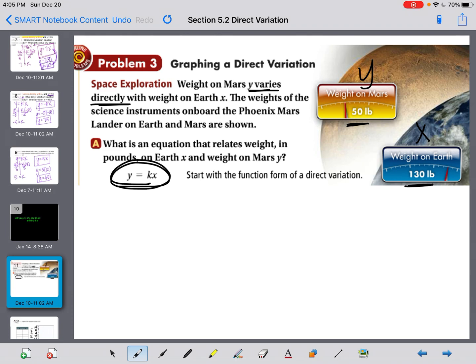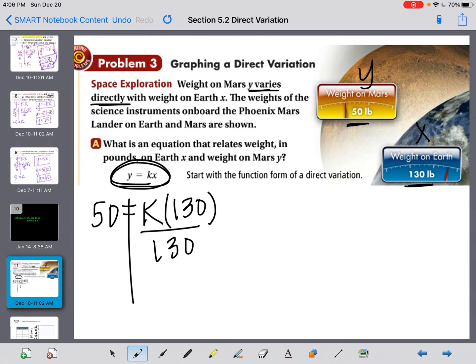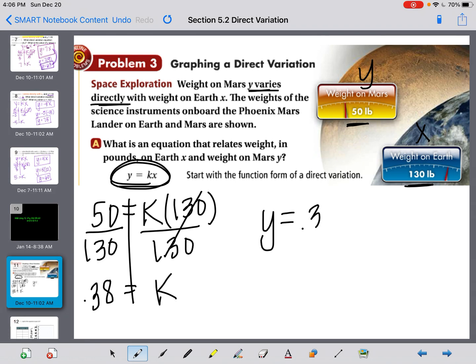We're going to plug in what we know, which is that our y is our weight on Mars, and that's 50. We don't know the constant of variation yet, but we do know that x, or weight on Earth, is 130. So to get our equation, we need to get that k by itself. Divide by 130. Okay, and we find out that our constant of variation is 0.38, which gives us an equation that is y equals 0.38x. So when they ask what is the equation that relates these two, this is our equation.